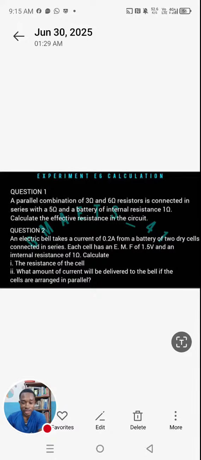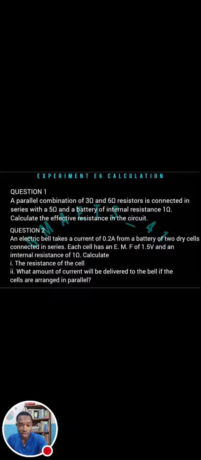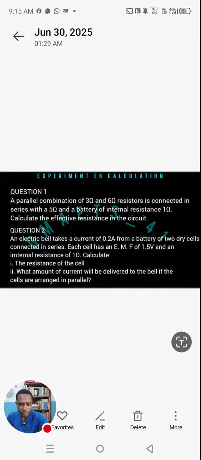So the very first question we have there, which corresponds to question number 3: a parallel combination of 3 ohms and 6 ohms resistors is connected in series with a 5 ohms resistor and a battery of internal resistance 1 ohm. Calculate the effective resistance in the circuit. So this question, we have to calculate the effective resistance in the circuit. That's what we are asked to do.